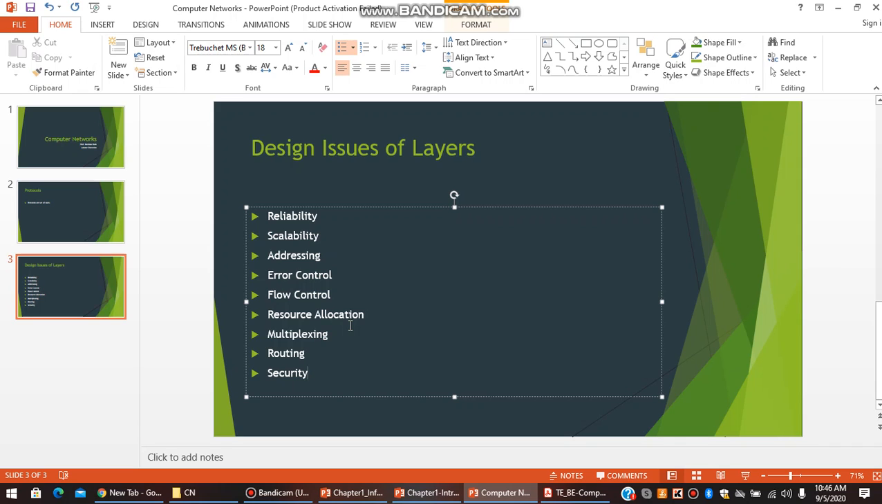So, well, this is all about the design issues of layers, and keeping in mind these design issues, we will be developing our network. Okay. So that's it for this video. And the first two videos make the answer. It can be a 10-mark question for Mumbai University paper. The question can be: discuss the design issues of layers in OSI model, or discuss the design issues of networks, something like that. You can write down this answer.